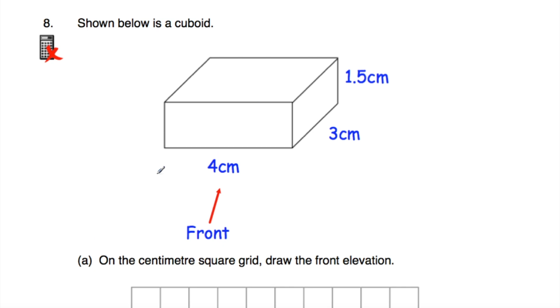So we want to draw the front elevation of this cuboid. So if we were looking at it from the front, it would go 4 centimeters across, and it would go up 1.5, so that would be 1.5. So the front elevation, if we were looking at it, would be this rectangle here, this rectangle at the front there. I'm just going to get rid of this line at the back there. And so we'd see this rectangle, if we're looking at it from the front, it would be 4 centimeters across, 1.5 centimeters up, 4 across, and 1.5 down.